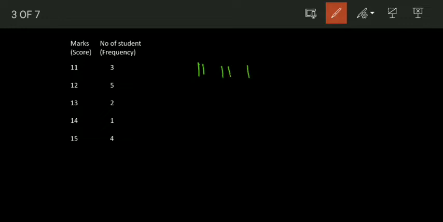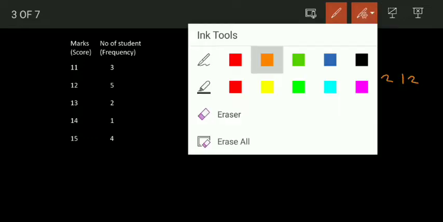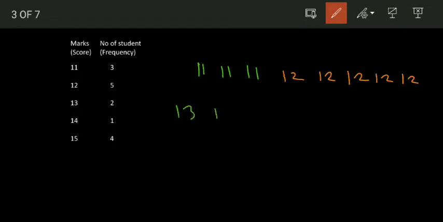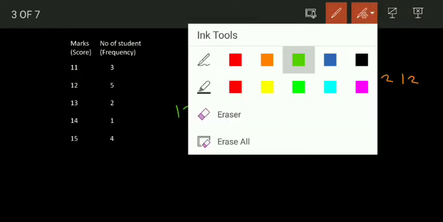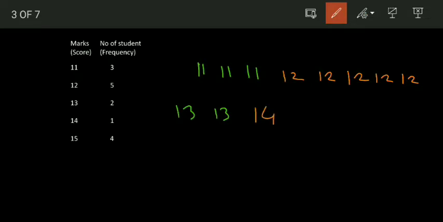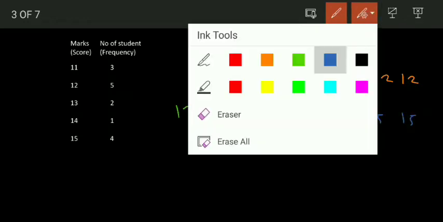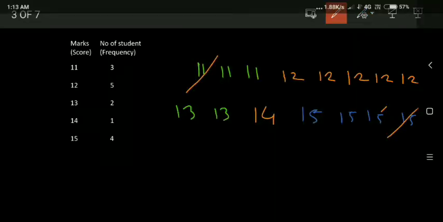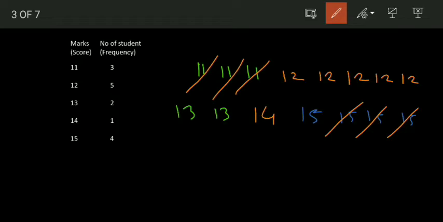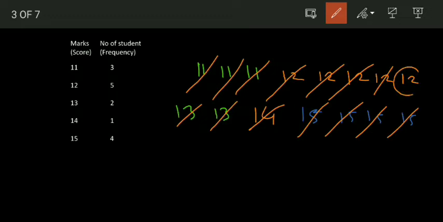11: 3 students who have scored 11 marks. Then we have 5 students who have scored 12 marks. Then we have 2 students who have scored 13 marks. Then we have 1 student who has scored 14. And then we have 4 who have scored 15. So now let us find. Okay, 1, 1, 2, 2, this. So the middle number is 12. So the median is 12.